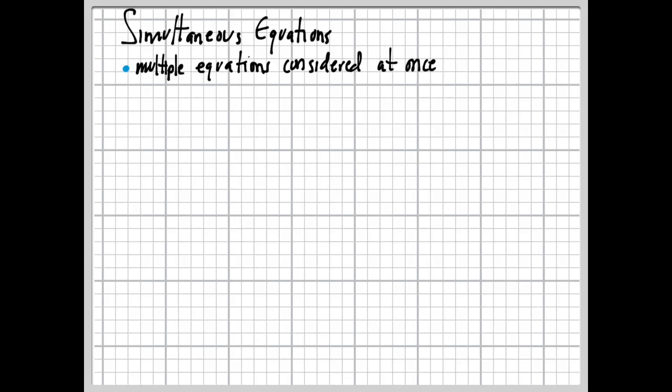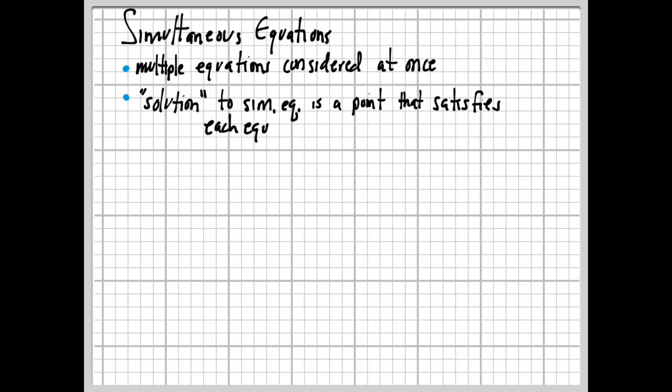Now, when we have multiple equations considered at once, what we're usually interested in is the solution. The solution to simultaneous equations is a point that satisfies each equation. It's also the intersection of the lines. When you have equations, they represent lines. The solution is the point that satisfies each equation, and it's the point where those lines cross, where they intersect.